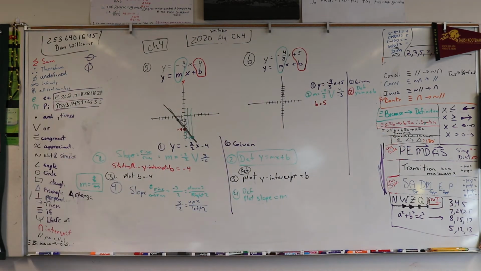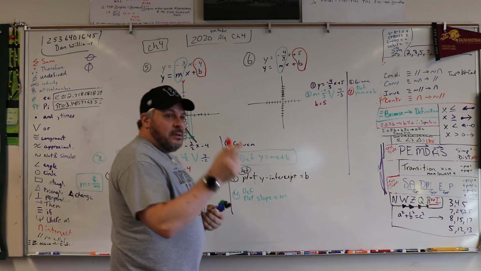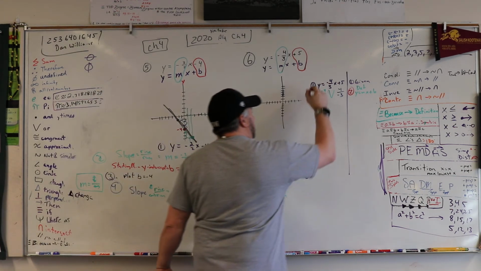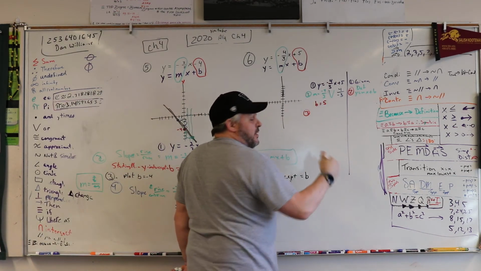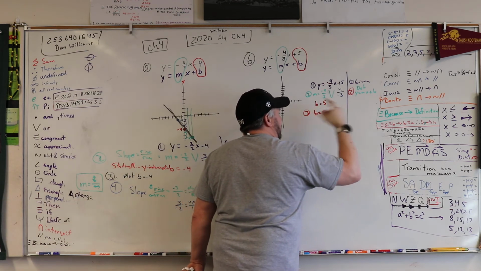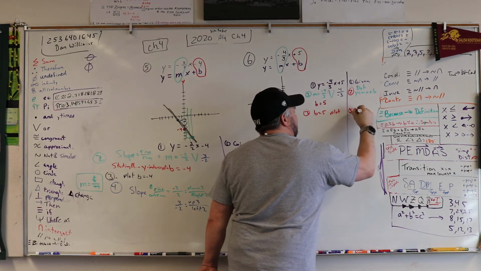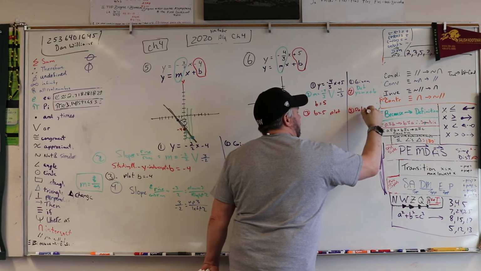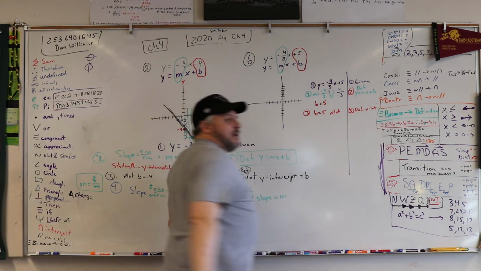Okay? What do we do now? We got to start somewhere, right? What's your starting point? Y, good. Y-intercept, good. Yeah, your step 3 is B equals 5. Plot. Check the y-intercept, right?